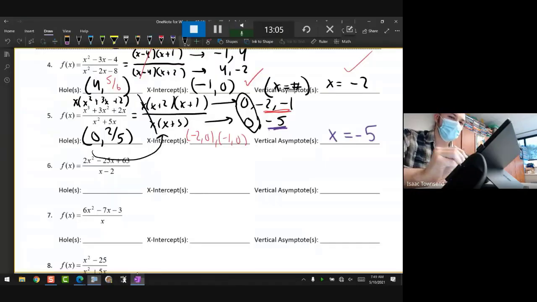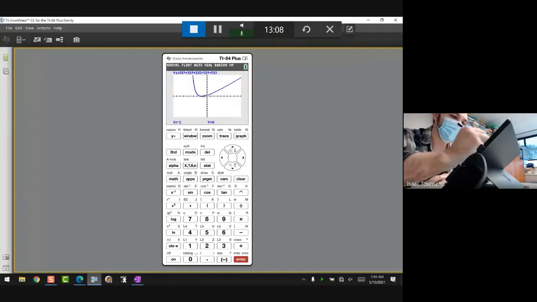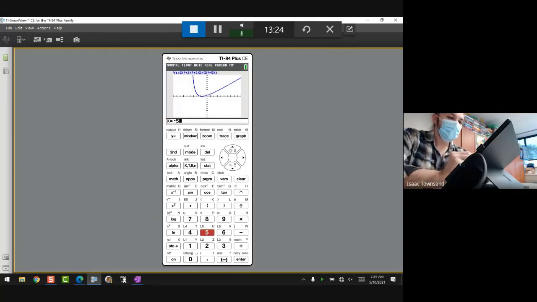We said there was a vertical asymptote at x equals -5. So here's where that is. And notice how there's a spike in the graph. Usually there's another piece here, but it doesn't have to be. So there's a vertical spike. X can never equal -5, so it can't exist there. If you hit trace -5, enter, it's going to say when x is -5, y doesn't exist.